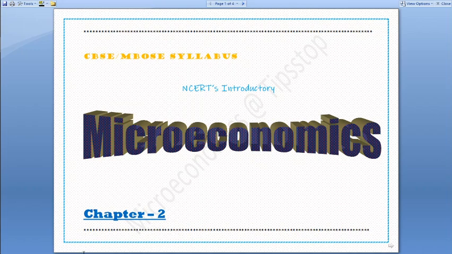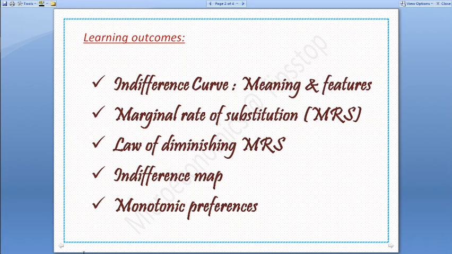And welcome back to our class of microeconomics. Let's continue with chapter 2 on theory of consumer behavior. Remember last class we explained consumer behavior based on the Cardinal Utility Approach, where utility explains our behavior. Today we'll learn about the second approach, that is the Ordinal Utility Approach.